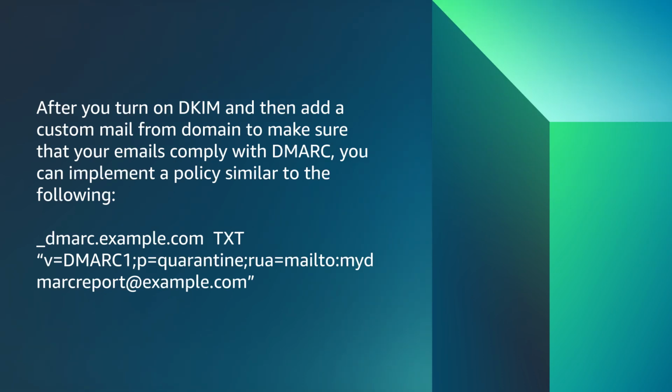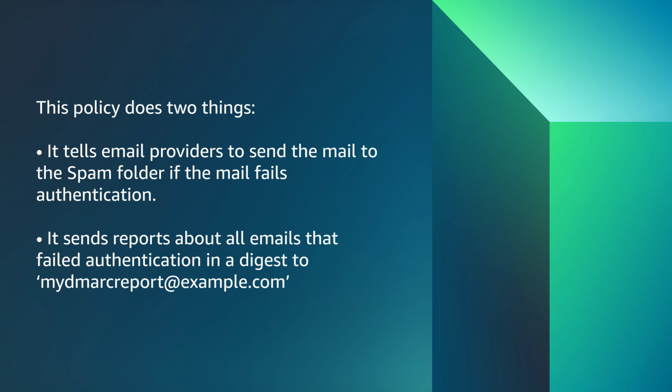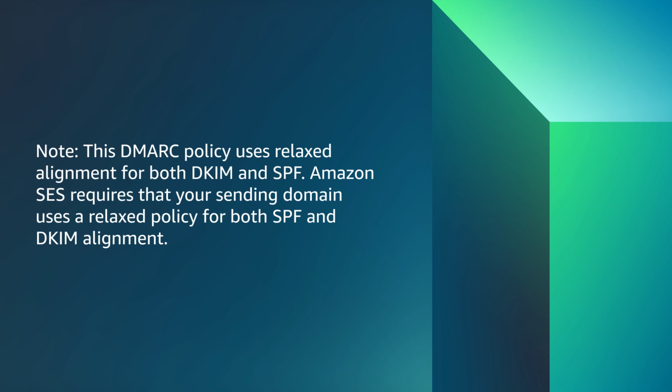After you turn on DKIM and then add a custom mail from domain, to make sure that your emails comply with DMARC, you can implement a policy similar to the following. This policy does two things. It tells email providers to send the mail to the spam folder if the mail fails authentication. It sends reports about all emails that failed authentication in a digest to mydmarcreport@example.com. Note, this DMARC policy uses relaxed alignment for both DKIM and SPF. Amazon SES requires that your sending domain uses a relaxed policy for both SPF and DKIM alignment.